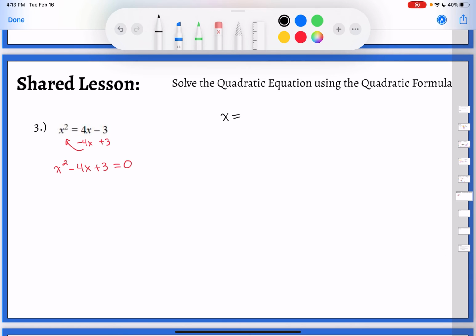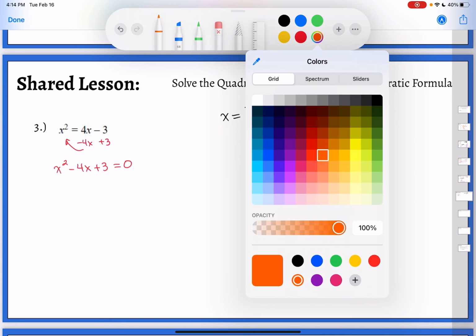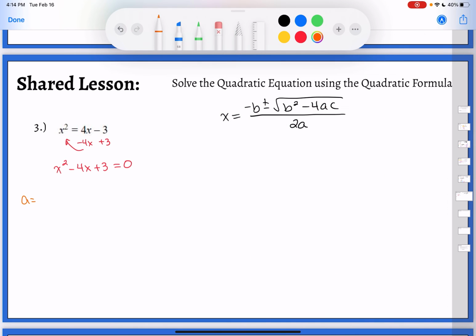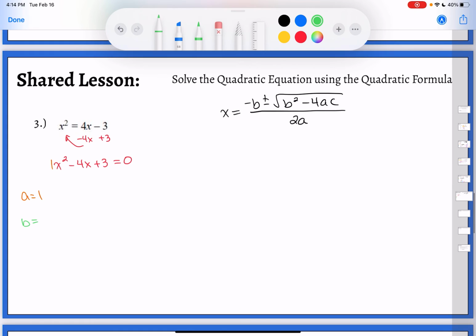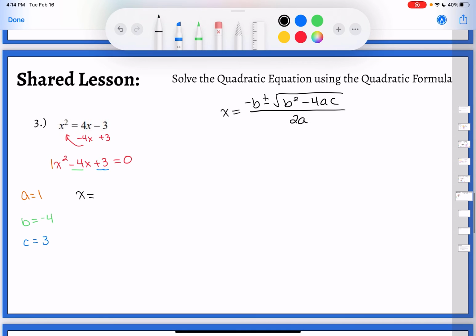So again, negative b plus or minus the square root of b squared minus 4ac, the whole thing divided by 2a, is our quadratic formula. Starting out by finding a, which is 1, b, which is negative 4, and c, which is positive 3. All right, get it all set up with my parentheses.